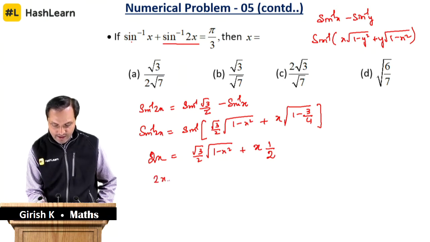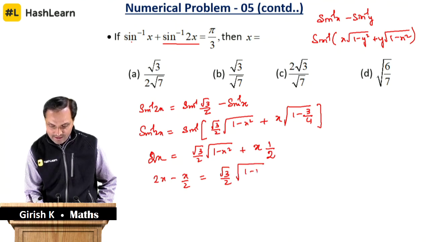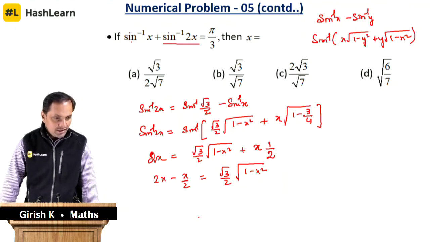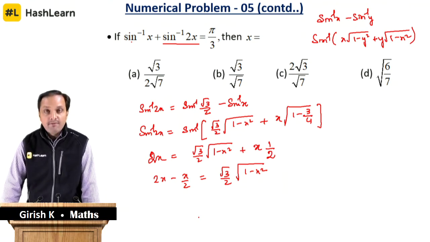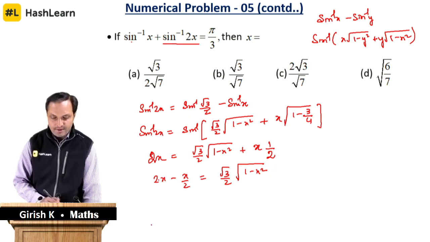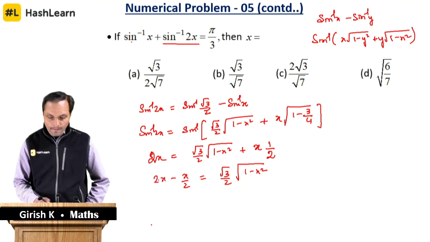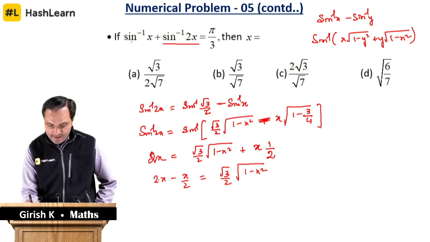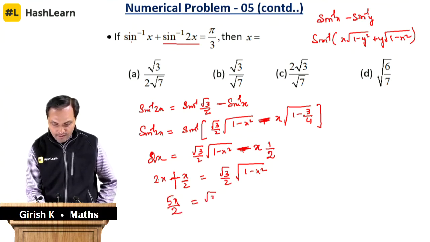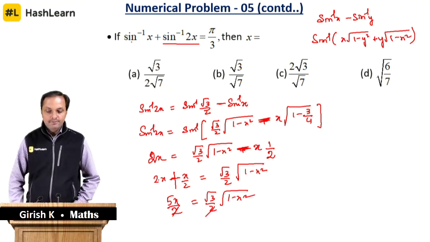Shift this side: 2x minus x by 2 is equal to root 3 by 2 into root of 1 minus x square. Now a simplification will give you the final value of x. So just do the simplification. This is 2 into 2 is 4x. This is a minus sign, so the minus sign will come here and that will become plus here. 2 into 2 is 4, 5x by 2 equals root 3 by 2 root 1 minus x square. So you can easily cancel this 2 with that 2.